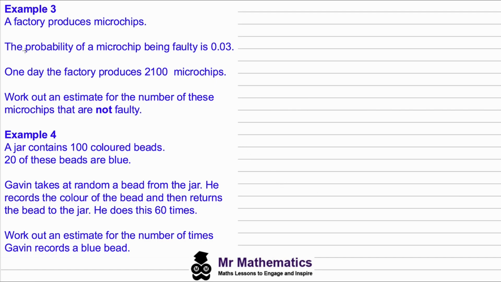So in example 3, we're given that a factory produces microchips, and the probability of a microchip being faulty is 0.03. And one day, the factory produces 2,100 microchips. We've been asked to work out an estimate for the number of these microchips that are not faulty. So do you want to try this question yourself?